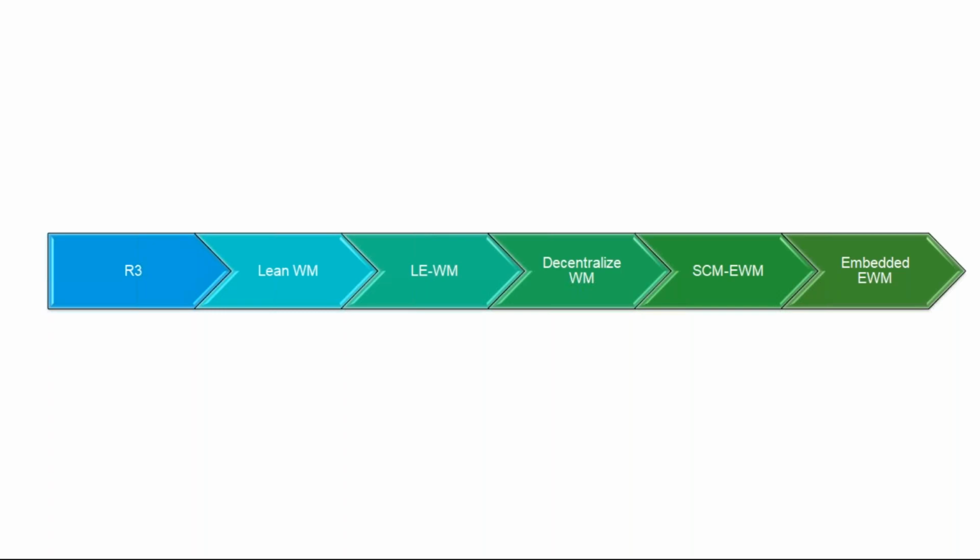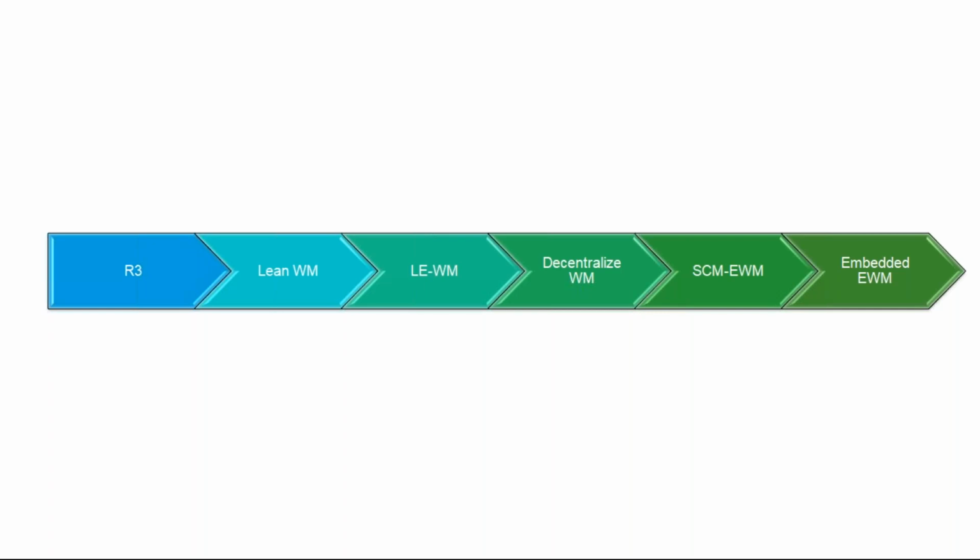So this is the journey of WMS systems in SAP. In R3 we don't have any WMS, and later on they introduced lean WM, and after that we have WM, and we have decentralized WM, which is parallel to WM, and after that we have EWM, and now it is embedded EWM. We do have SCM EWM as well as embedded EWM in current versions. I mean, in the latest releases, I would say. In SCM also you can use EWM, as well as you can use this embedded EWM.